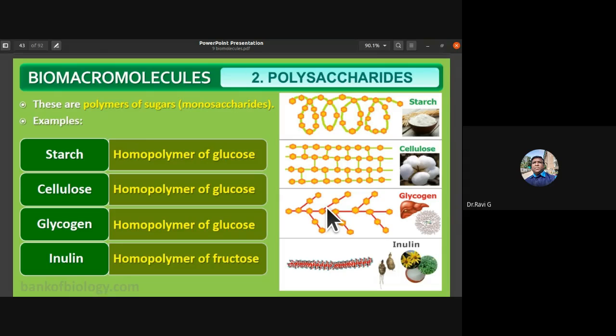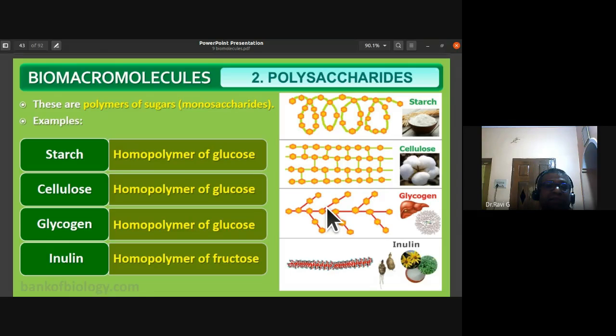Then polysaccharides, the next carbohydrate part. These are polymers of sugars, monosaccharides. Sugars are generally monosaccharides. Examples are starch, which is a homopolymer of glucose. Cellulose is a homopolymer of glucose. Glycogen is also a homopolymer of glucose.